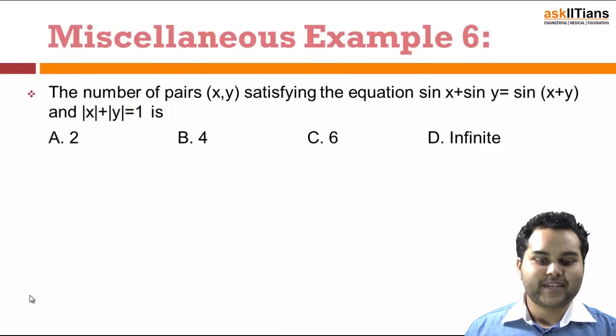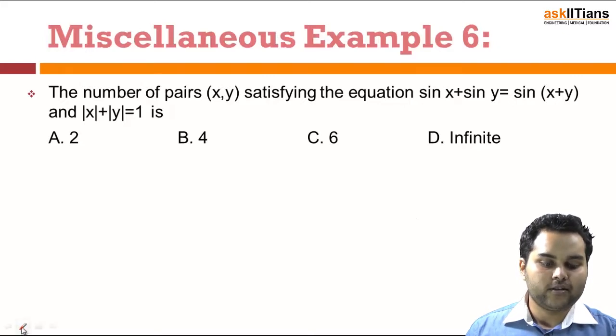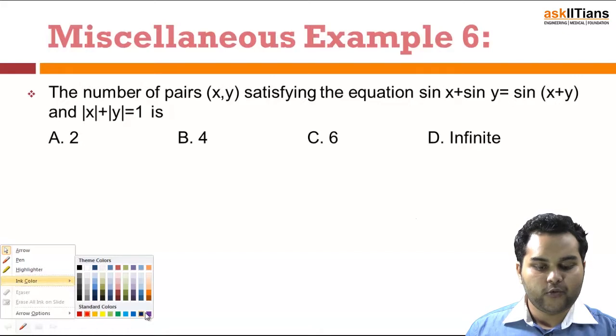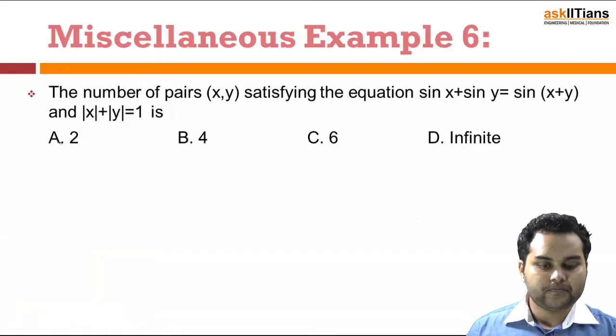Let's start with that. Now let's move on to the next example. The next example we have in front of us is we have to find the number of pairs satisfying the equation sin x plus sin y is equal to sin(x plus y), and the second condition that is given to us is mod x plus mod y is equal to 1. Now let's see how we can proceed with this equation.